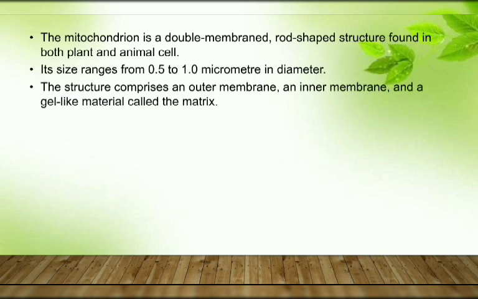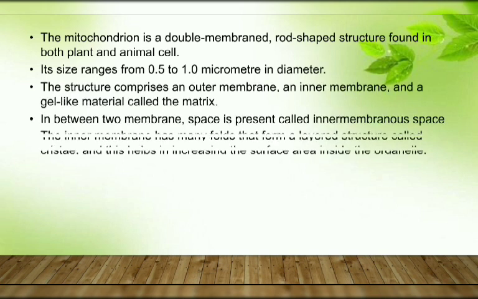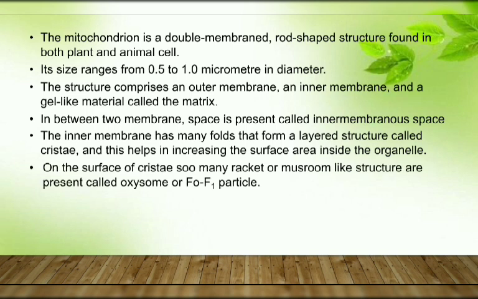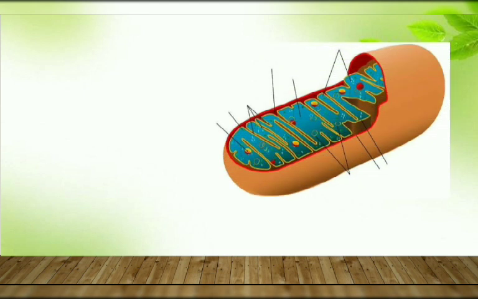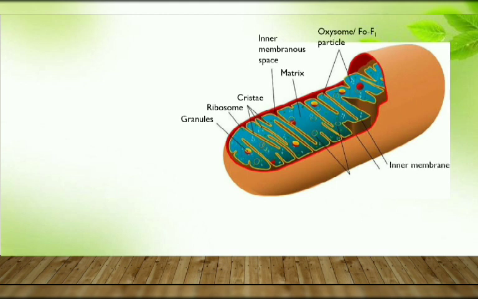You see the matrix, outer membranous space, inner membranous space, F0F1 particle. Oxysome is the place where ATP is made; it is a semi-autonomous organelle. Now see the structure. This one is granules. Granules means droplet-like structures. Ribosome, that is 70S type. Cristae, inner membranous space, matrix. Oxysome, F0F1 particle, inner membrane, outer membrane, and this one is the DNA.